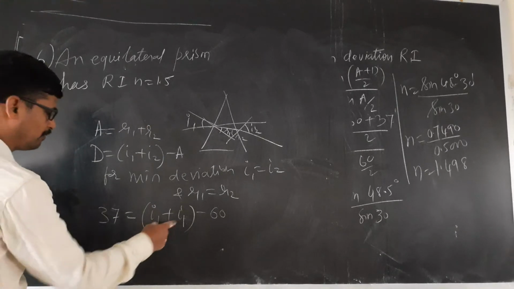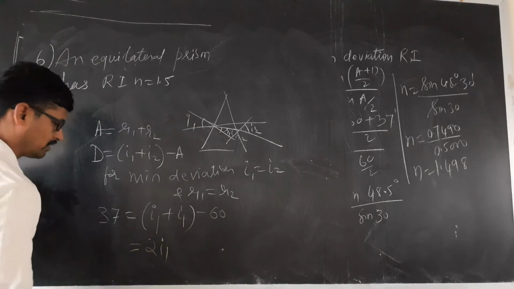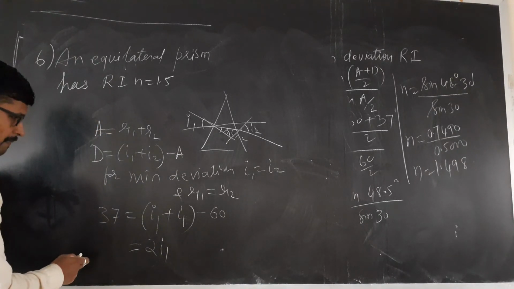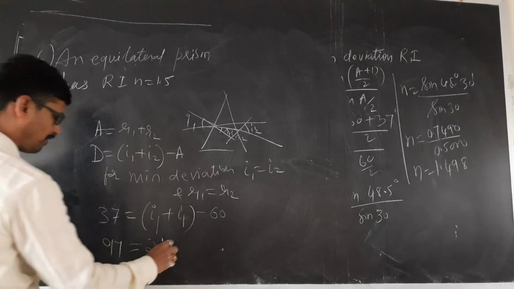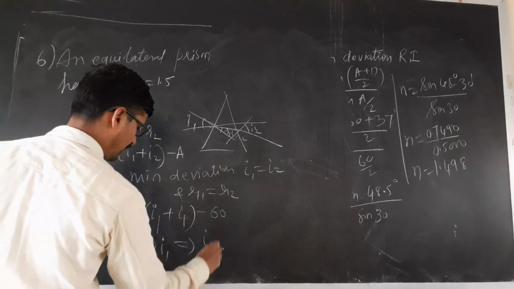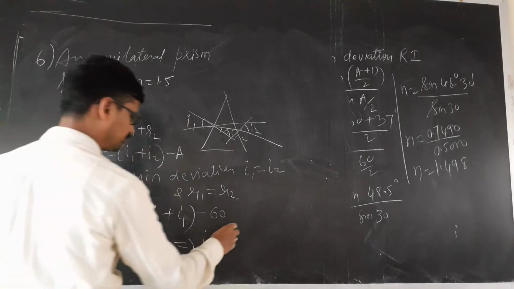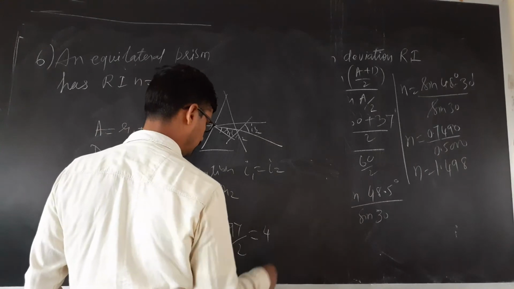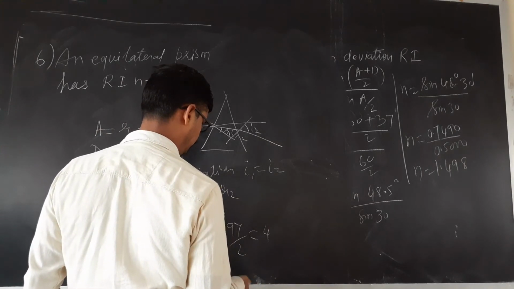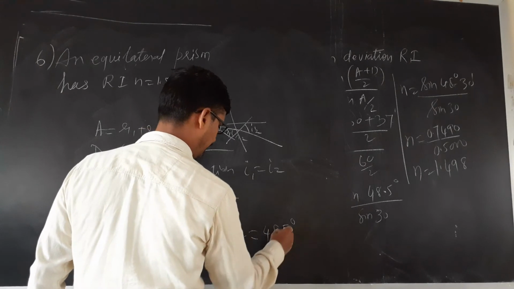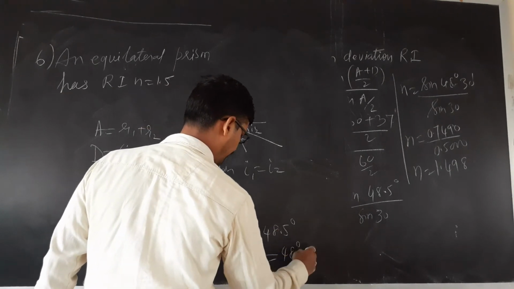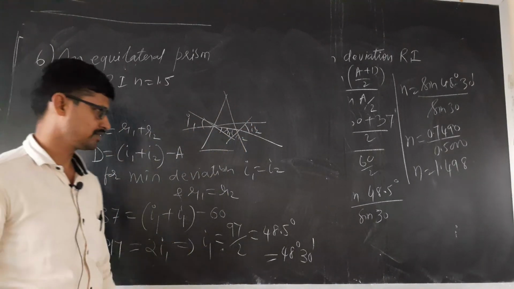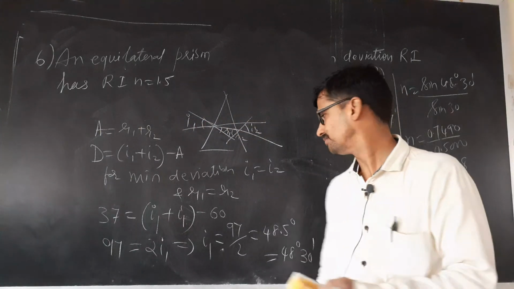Now, I1 plus I1 becomes 2I1 minus 60; taking it to the left hand side, 37 plus 60 will become 97. This implies I1 is equal to 97 upon 2, that will be 48.5 degrees, or else 48 degrees 30 minutes. So this is the angle of incidence. How to find the angle of refraction?